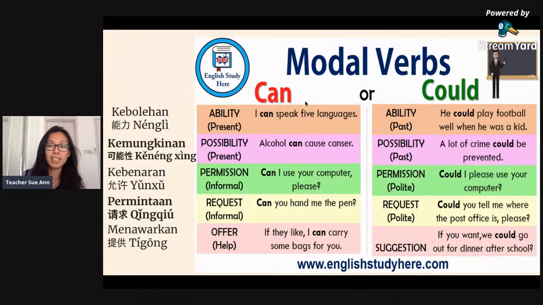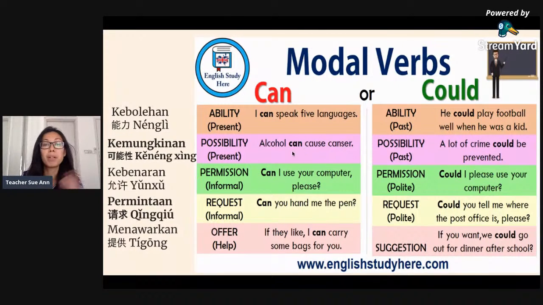And then possibility, in terms of kemungkinan, 有可能: alcohol can cause cancer. Okay, now alcohol can cause cancer. Last time, could: a lot of crime could be prevented. Okay, this one is could be prevented.